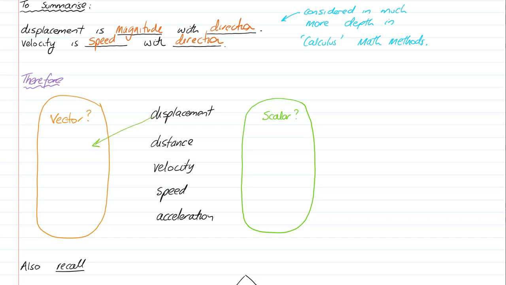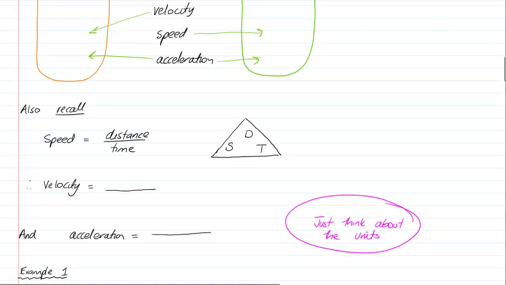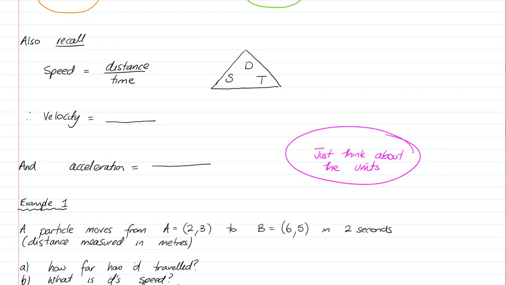So just a quick summary of this. Displacement is a vector, distance is a scalar, velocity is a vector, speed is a scalar, and acceleration is kind of the naming word used for both. But to be honest, we're going to head in this direction for most of the maths that we cover, so probably we'll be using acceleration in that sense as well. Also, recall that speed equals distance over time, and therefore velocity is equal to displacement over time. And acceleration is equal to velocity or speed, depending on which way we're coming from, over time. Okay, so let's have a look at an example and see where we go from there.